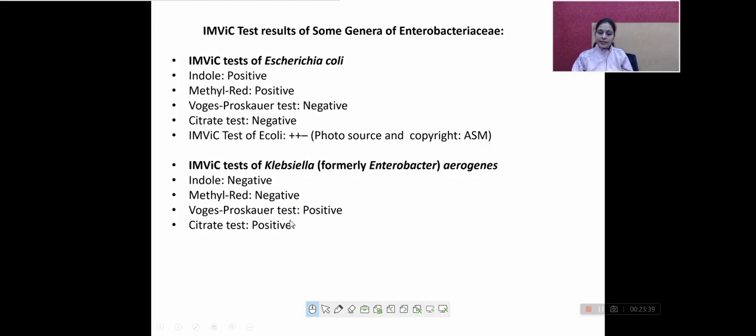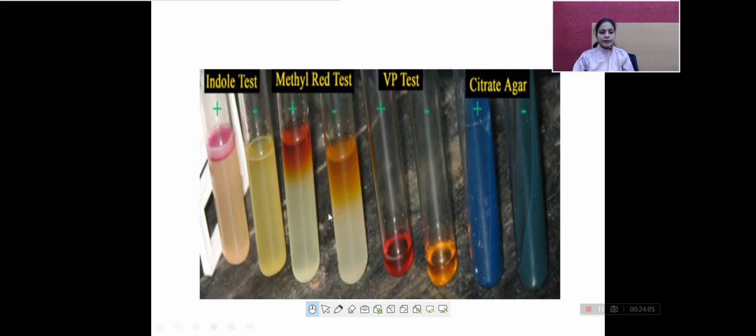See, this is the test tube set of the IMViC test. This is the indole test with positive and negative. The methyl red test, positive and negative. The VP test, see, this is positive and this is negative, and this is the citrate agar test. This is the agar in a test tube. What happened with this agar? This agar changed the color of green citrate into a blue color, which means this is the positive and this is the negative.